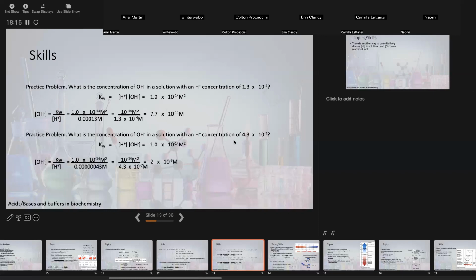Right, and then our next problem, H plus concentration is 4.3 times 10 to the negative 7th. Plug things in, and ultimately our OH concentration equals 2 times 10 to the negative 9th moles per liter. Okay, any questions about that? It's just a basic algebraic reorganization there.